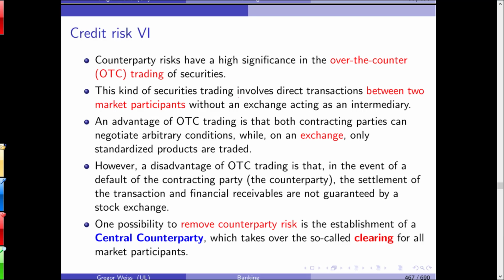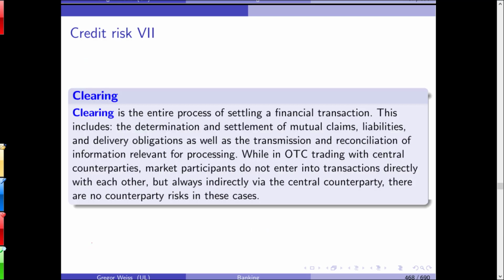And here you can see why OTC trading can be dangerous, because no one guarantees that these contracts will be fulfilled. You have counterparty risk. One way to deal with this counterparty risk is to include a central counterparty who then guarantees clearing. And then you come a little bit closer to the scenario where the securities are traded on an exchange. This is one of the takeaways from the financial crisis, that some OTC markets were not very transparent and you need a central counterparty for this. By the way, what is clearing?